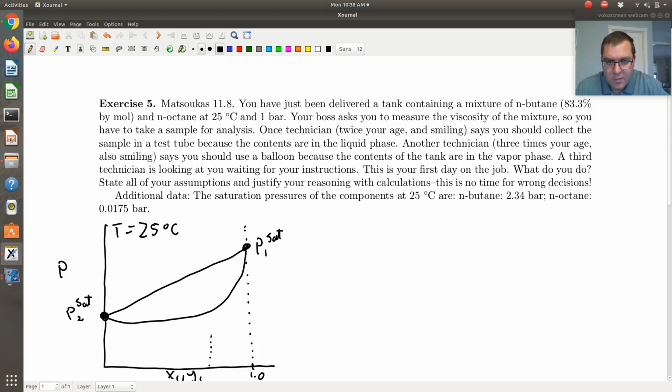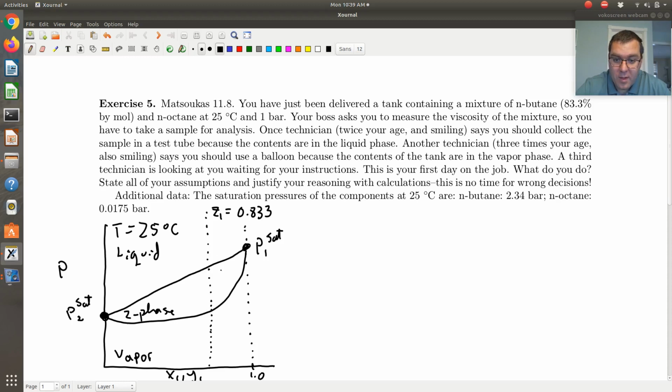And then I'm going to draw on a line of constant composition, because up top we're told that our mixture is 0.833 mole fraction of butane. Now looking at my PXY phase diagram, it becomes a little clearer. This is my bubble line. Above my bubble line, high pressures favor my liquid phase. Low pressures below my dew line favor vapor. And in between, I have two-phase.